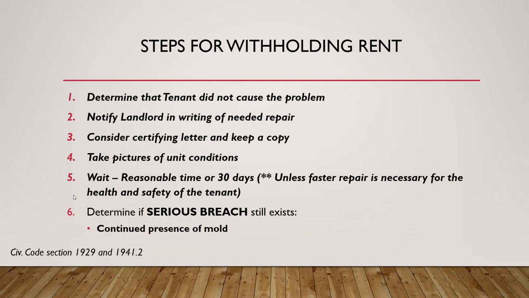Steps for withholding rent. Determine that the tenant did not cause the problem. Notify the landlord in writing of the needed repair, and consider certifying the letter and keeping a copy for your records. Take pictures of unit conditions, and wait a reasonable time or 30 days unless faster repair is necessary for the health and safety of the tenant. Withholding rent should be used if a serious breach still exists of the landlord. So that would be continued presence of mold and the landlord's failure to repair.